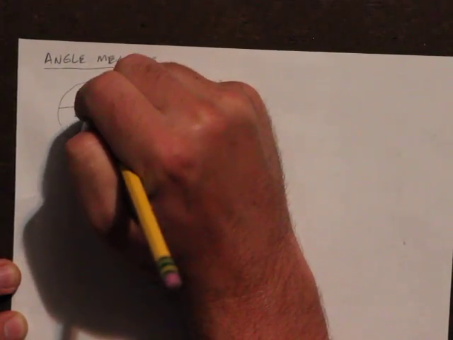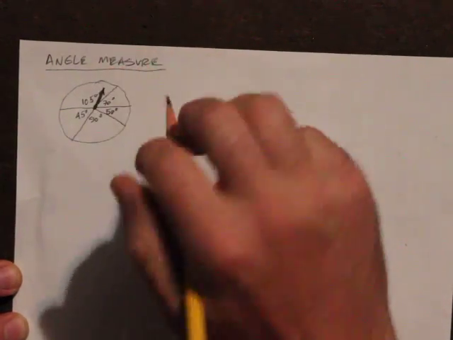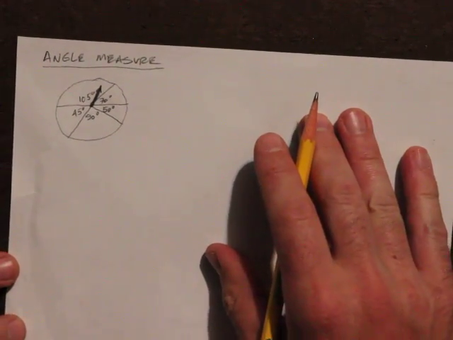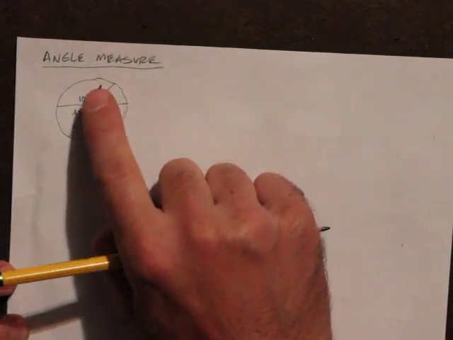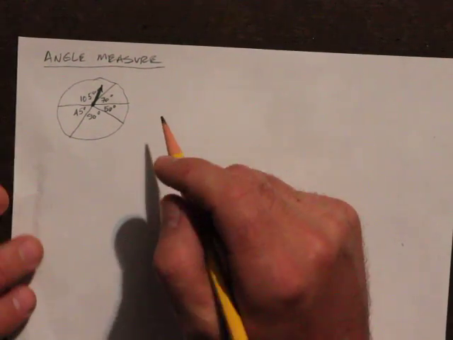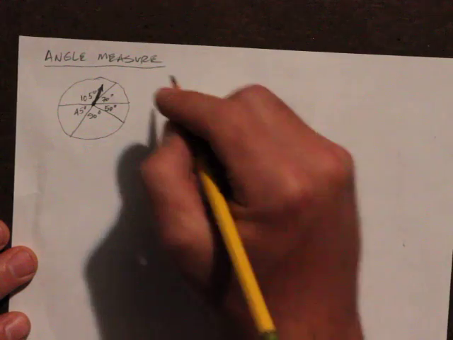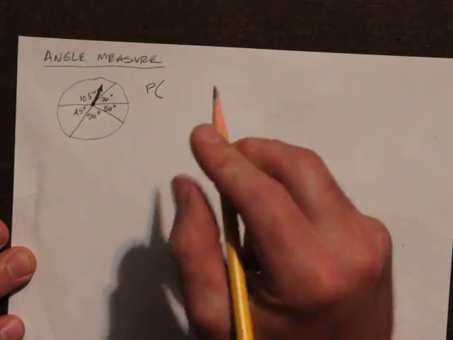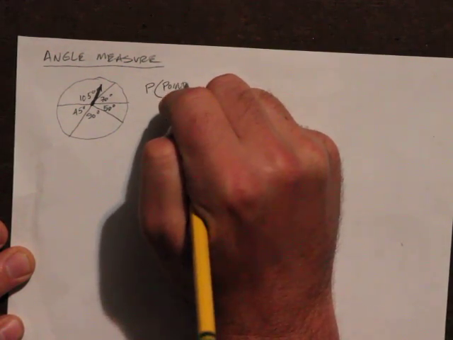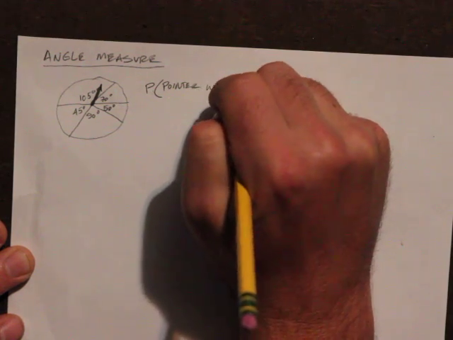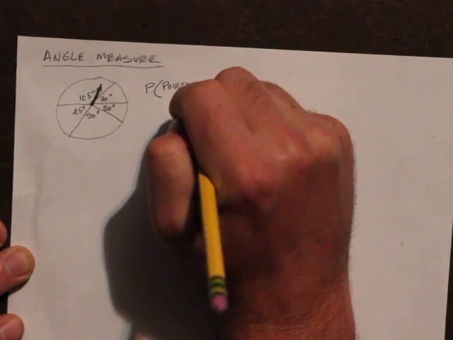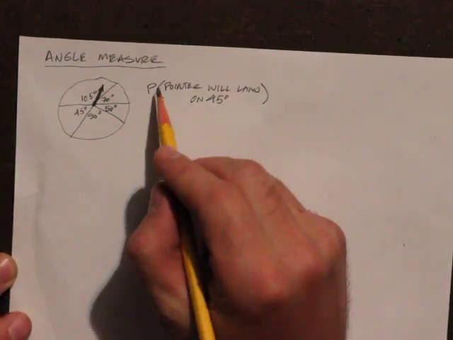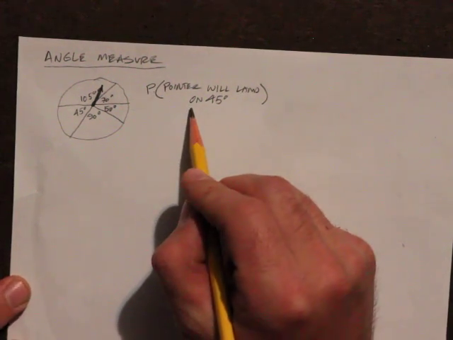And we've got a pointer, and we spin that pointer around and around, and then we're going to figure out some probability of where it might land. So we spin that pointer there, and we're going to calculate some probabilities here. The way we're going to write this, we're going to write P. That means the probability that the pointer will land on 45 degrees. So we're going to look at the probability that the pointer will land on 45 degrees.